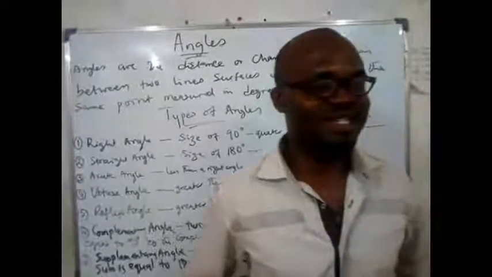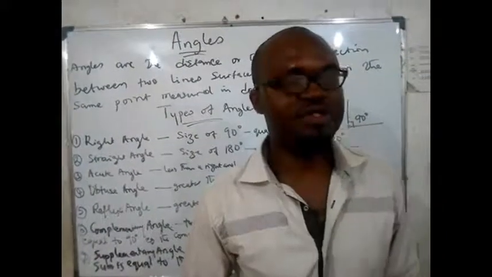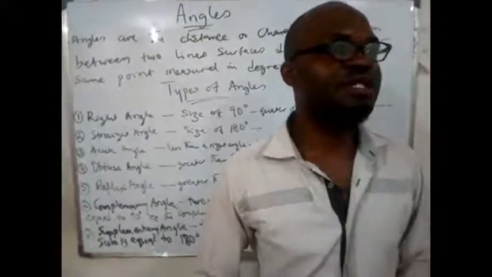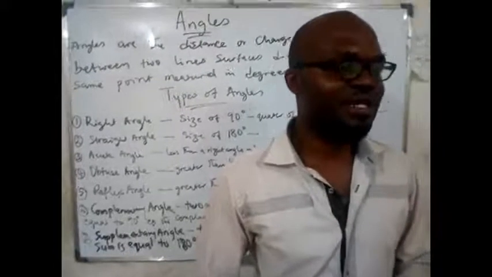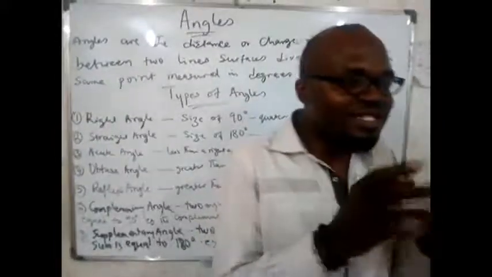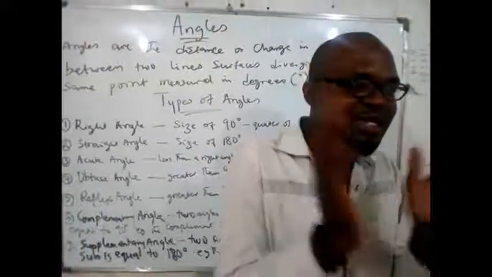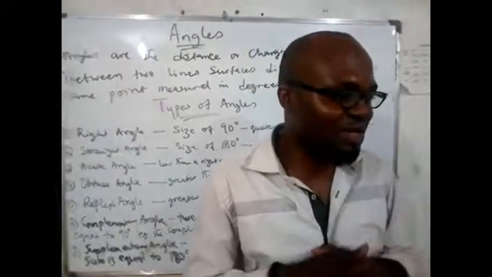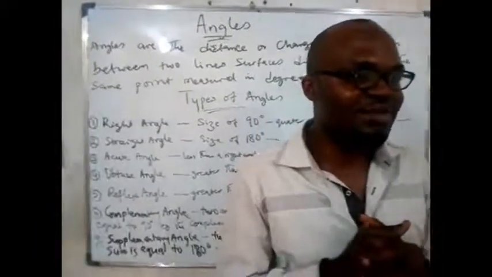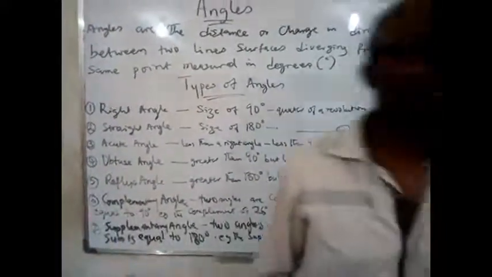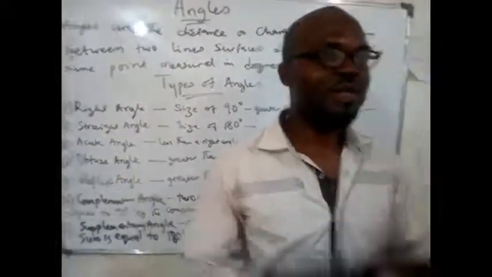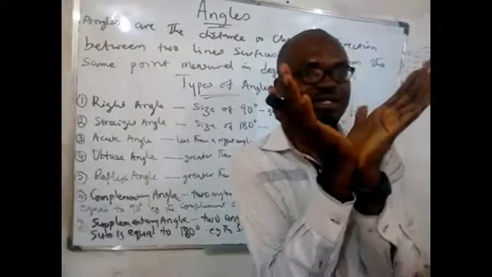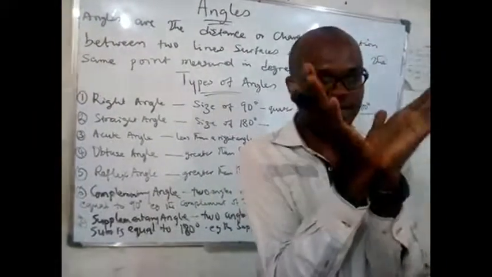Hello, welcome. We are looking at geometry, and we say that geometry is that aspect of mathematics that deals with shapes. Is that clear? And the difference between these shapes is due to the angles that the lines are making with each other. Yes. So today we are going to be looking at angles. What is an angle? An angle is that change in direction, or distance between two lines. Or it is obtained when two lines are diverging from one another, is that clear?